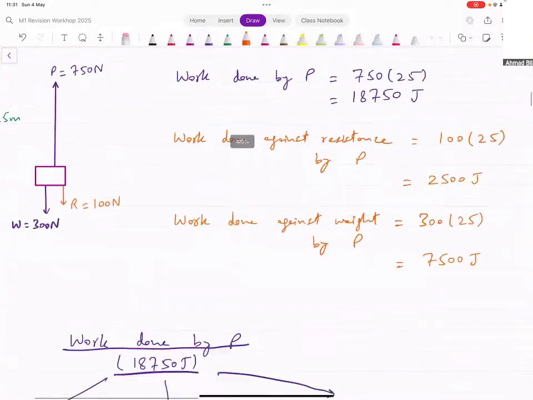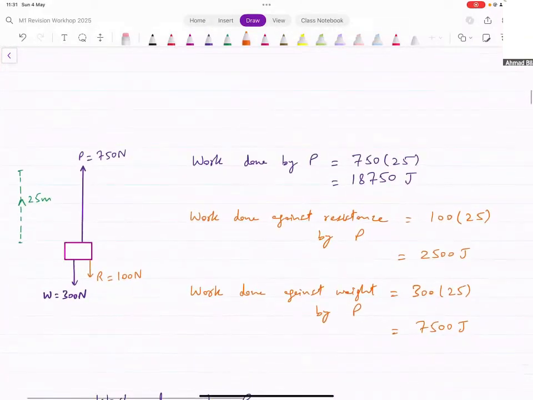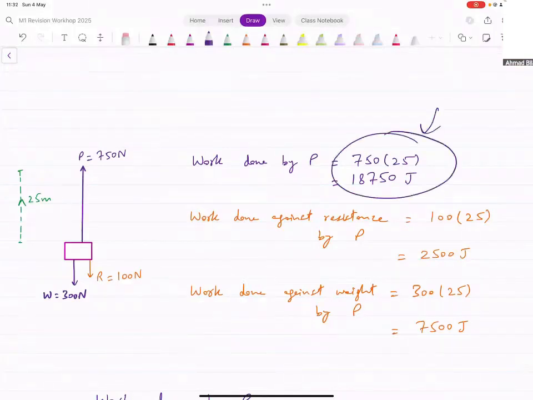what if you have something like this, vertical motion? In this case, what's the work done by the force P? If you have a force P acting like this, 750 Newton, and because of that force, the object is moving 25 meters in the upward direction, you just multiply those two, and the work done turns out to be 18,750 joules.